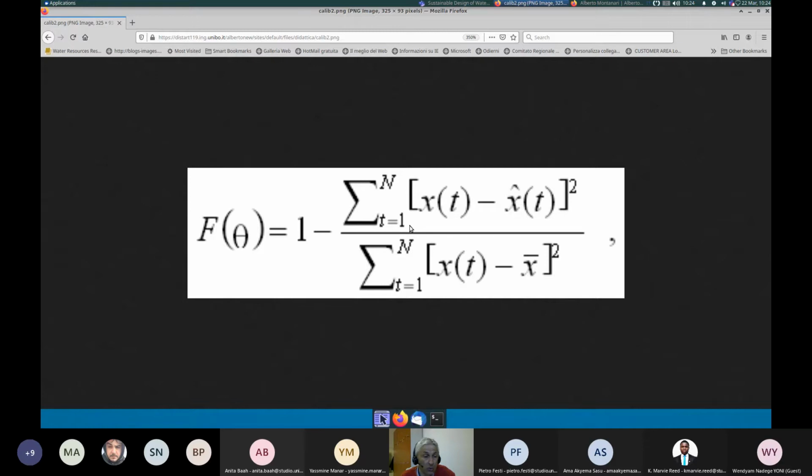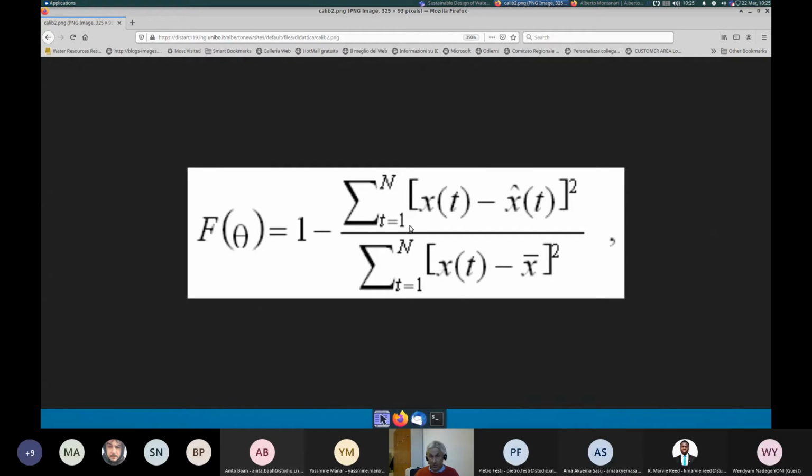Instead, if you use the Nash-Sutcliffe, a sum of squares of 10 millions may turn out in an f theta of minus 10, which means very wrong. Or it may turn to an f theta which is 0.6, which would be very good. So it is an objective function that is equivalent to sum of squares, but it allows you to get a term of comparison. And in fact, for the Nash-Sutcliffe efficiency, we have some rules of thumb.